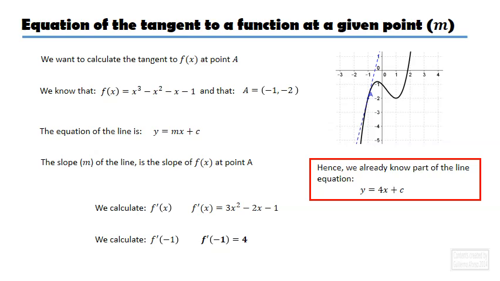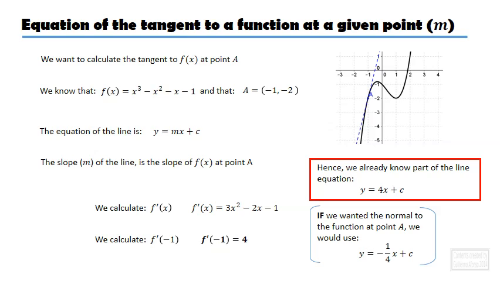Now, if they ask me for the normal, which is the one that's perpendicular to the tangent, all I have to do here is change this and put minus 1 over 4. If they ask me for the normal or the perpendicular line, that's how you do it. Finally, I have the m, I'm missing the c.